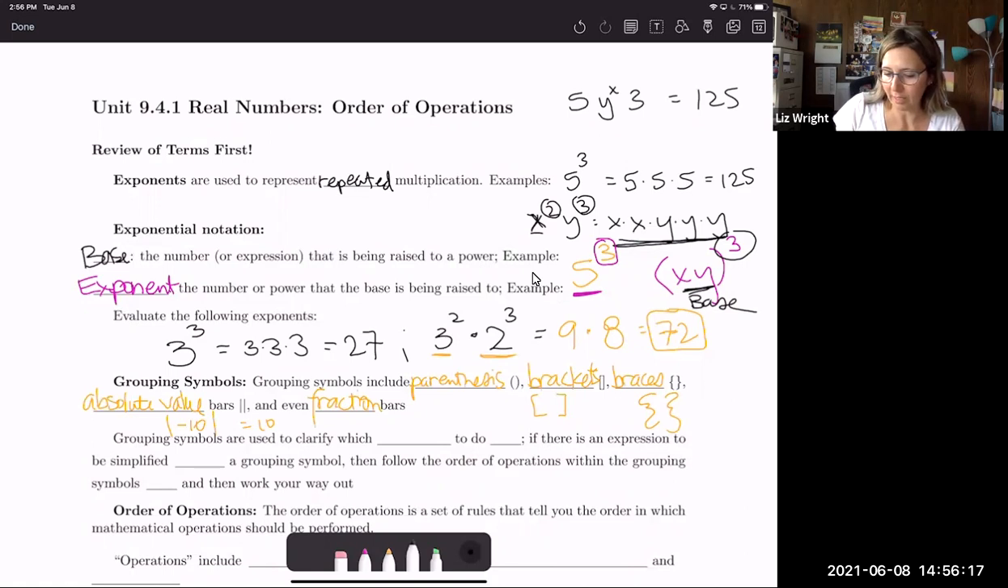Well, we might have something like 2 squared plus 3 times 4, and then that all over -4 squared minus 1. In that case, the fraction bar would work as a grouping symbol because we're going to do everything in the numerator first, then everything in the denominator, and then we would simplify. Grouping symbols are often used to clarify which operation to do first.